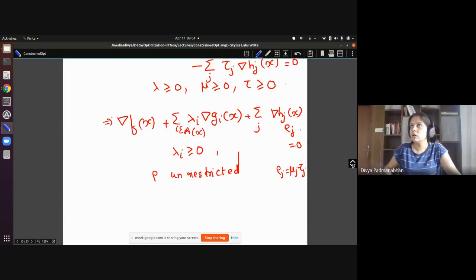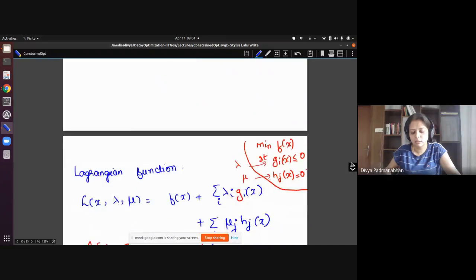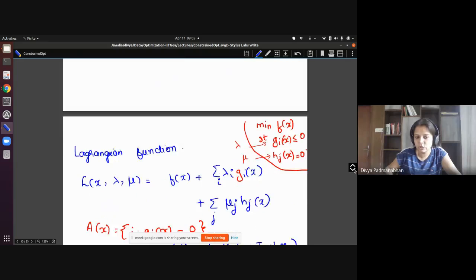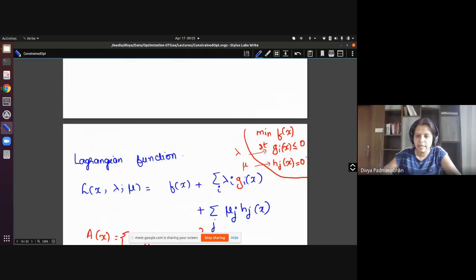Where we ended last class is trying to unify all of this. Instead of having separate conditions for equalities or inequalities, we're trying to write them as just one single set of conditions. Towards that, we defined the Lagrangian function. The Lagrangian is a function of any point x and these multipliers, lambdas and mus. And this is the functional form.